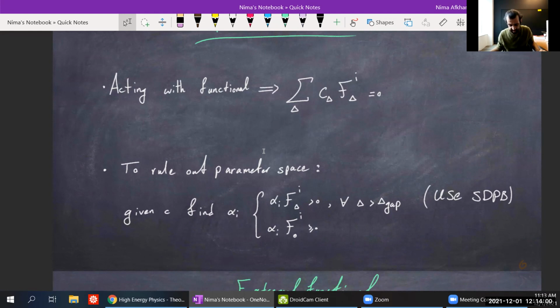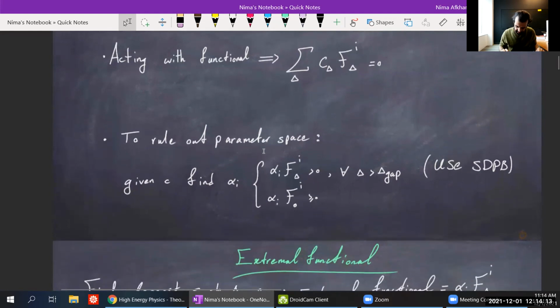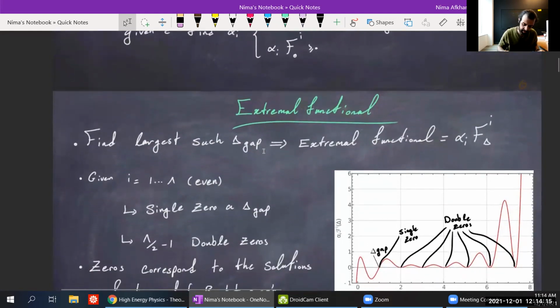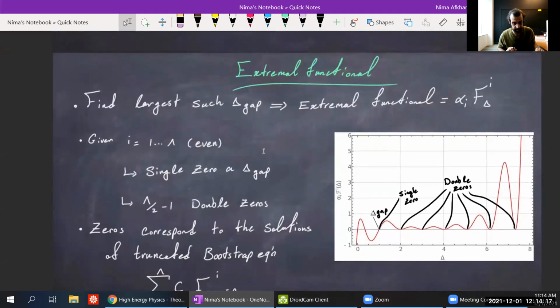This is all very standard stuff. I'm just maybe using different notations because everybody uses different notations in different papers. So if there are no questions about this, let me proceed and try to describe the extremal functional.